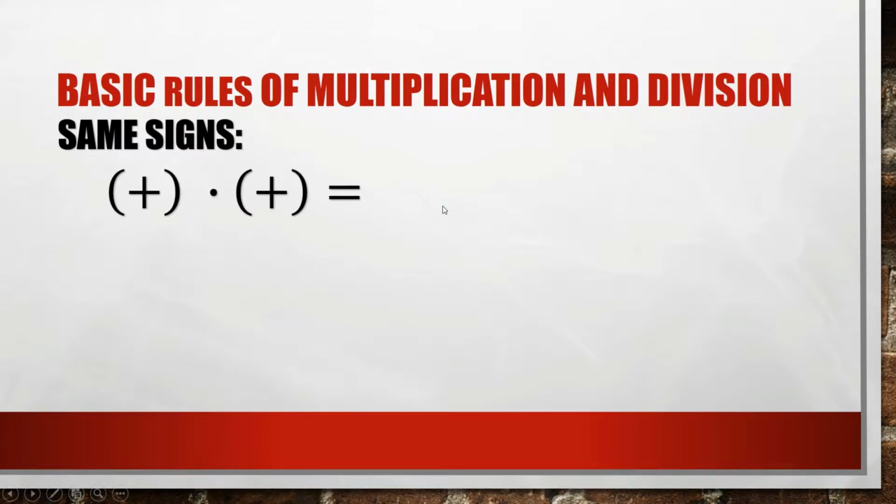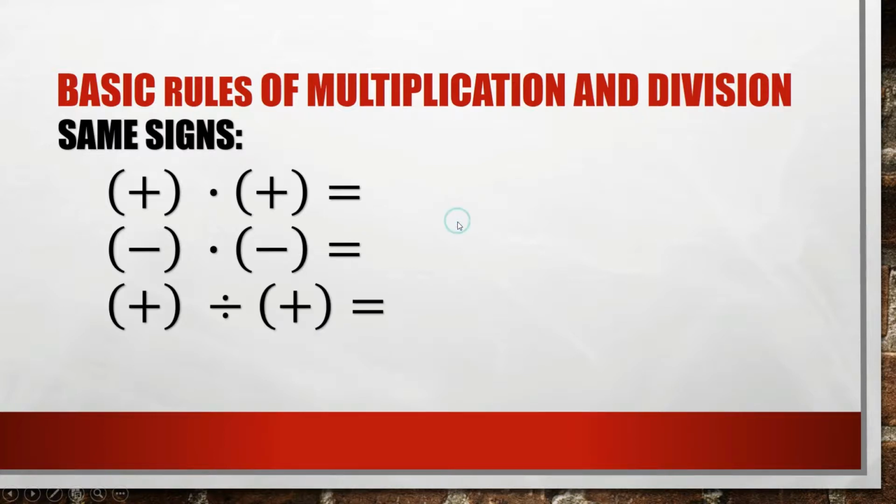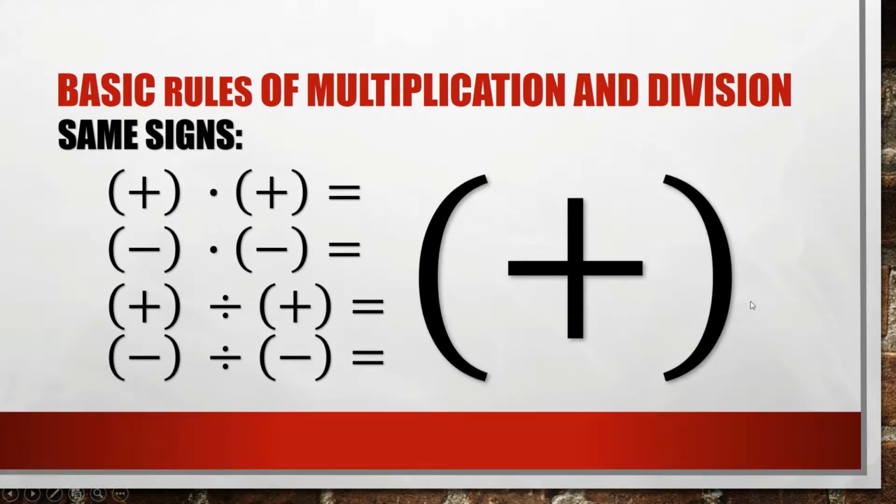If you have a positive times a positive, that's the same sign. Negative times a negative, positive divided by a positive, or negative divided by a negative. Every single one of these, we have the same sign, and we have multiplication or division, so we're going to end up with a positive answer. Okay? So same signs. This is only multiplication and division. Do not fall for the trap of thinking, oh, that goes for addition and subtraction as well. It does not. It's only multiplication and division. Same sign, positive.